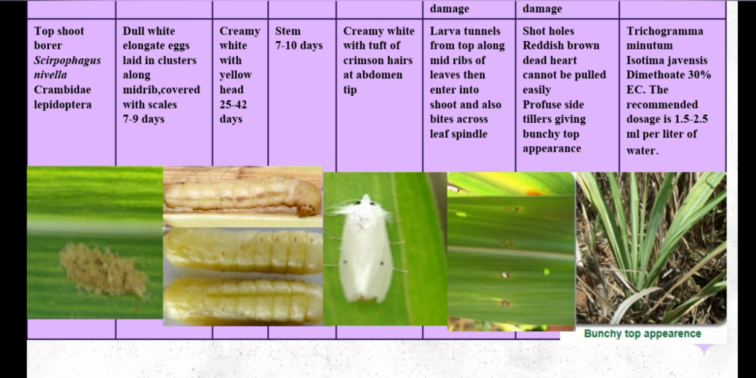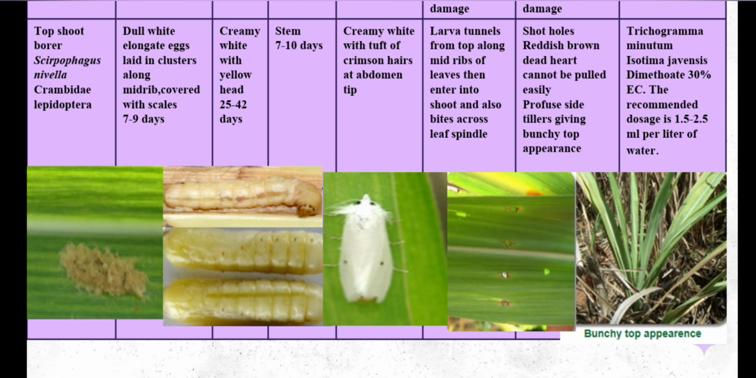And larva, here larva is creamy white in color with a yellow head. In early shoot borer, the larva is covered with 5 violet stripes, and in internodal borer, the larval body consists of dark spots. In case of top shoot borer, the larva is creamy white in color and the head is yellow in color. Pupation takes place inside the stem. Pupal period is 7 to 10 days.